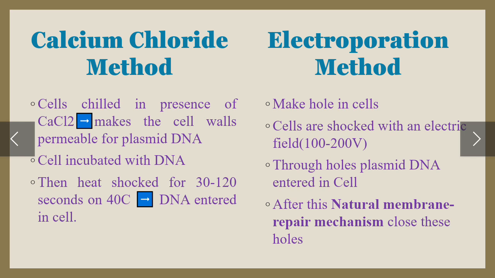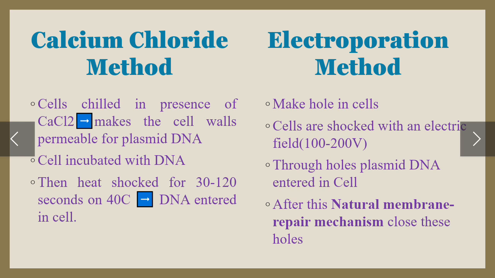You can see here the calcium chloride method and the electroporation method. The first one is the calcium chloride method. In this, cells are chilled in the presence of calcium chloride to make the cell wall permeable for plasmid DNA. Cells are incubated with the DNA, then heat shocked for 30 to 120 seconds at 40 degrees centigrade. DNA enters the cell.